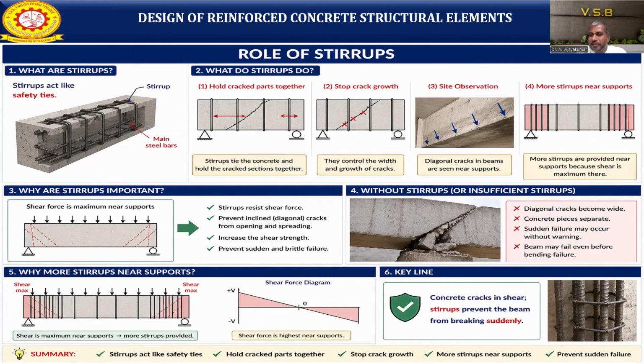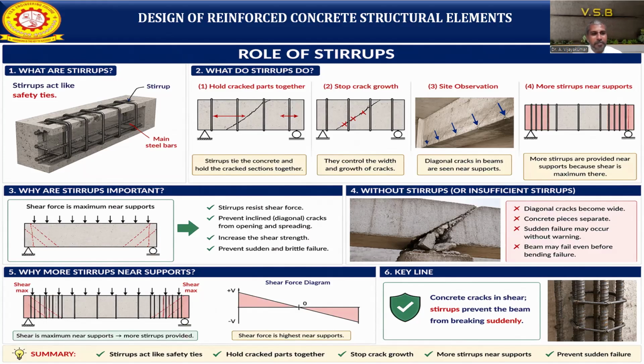So more stirrups near the support. As we discussed, shear cracks will appear around the support section. That's why we provide more reinforcement at the support section alone. When coming to the midspan, we need not provide reinforcement so closely, because at the midspan the shear will be almost zero. So more stirrups are provided near the support because the shear is maximum here. In the figure you can see the support section having closely spaced stirrups, and toward the midspan we are reducing the stirrups by increasing the spacing.